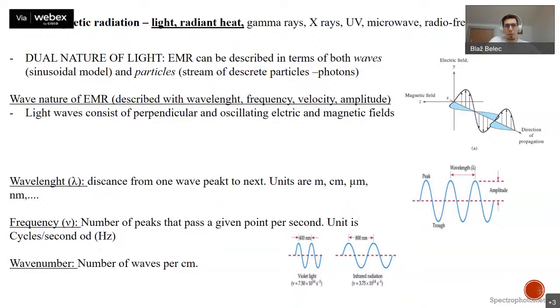When we describe the radiation as a wave, we have to deal with three basic terms. First is wavelength, the distance from one peak of the wave to the next. So this is one wavelength, from one peak to the second. Then we have amplitude, how big the wave is, from the plus to 0 and to the other side, from 0 to minus. Then we have frequency, the number of peaks that pass a given point per second, and wave number, the number of waves per centimeter.